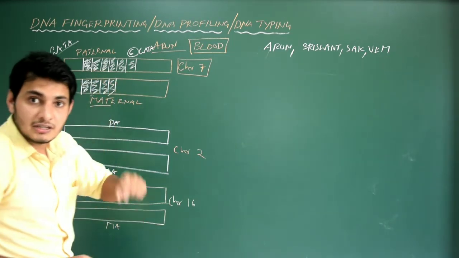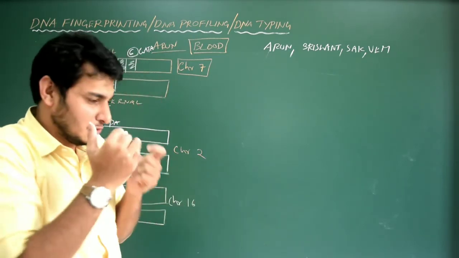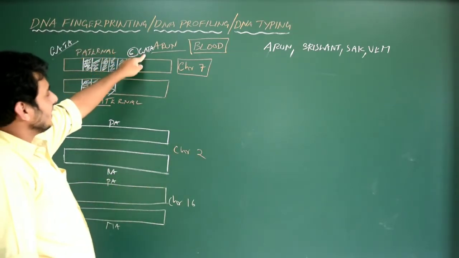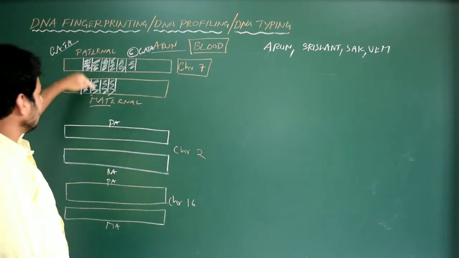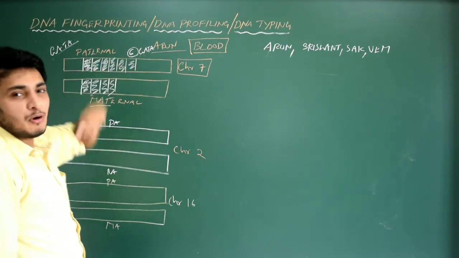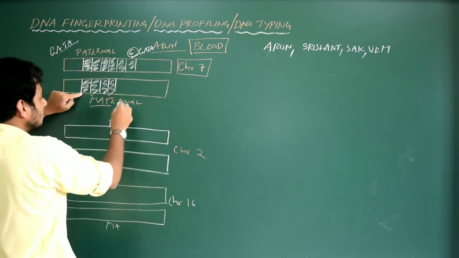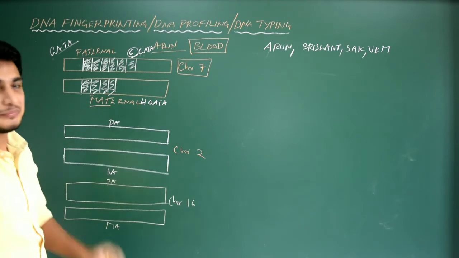Chromosome number 7 contains 2 chromosomes, both are homologous, genetically and morphologically the same. But when you take these GATA sequences, or the repeats, it varies between the same homologous chromosome. The paternal chromosome contains 6, whereas the maternal chromosome contains 4 GATA sequences. Okay, so this is the thing.